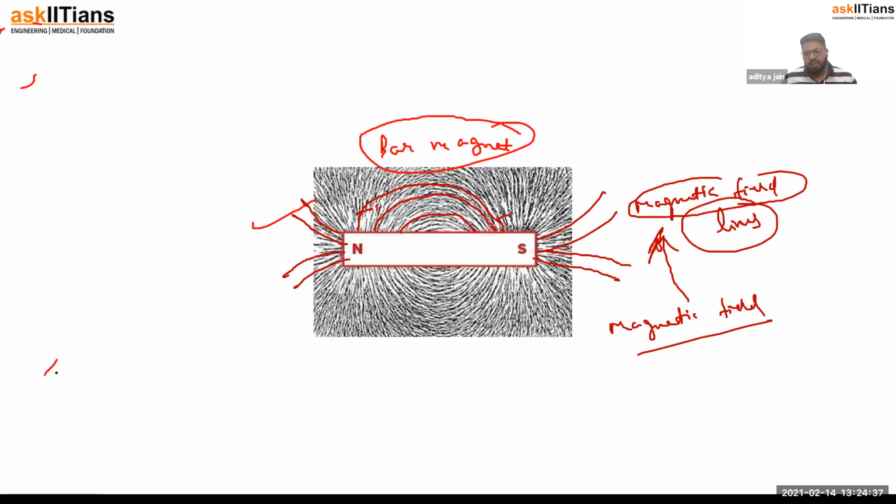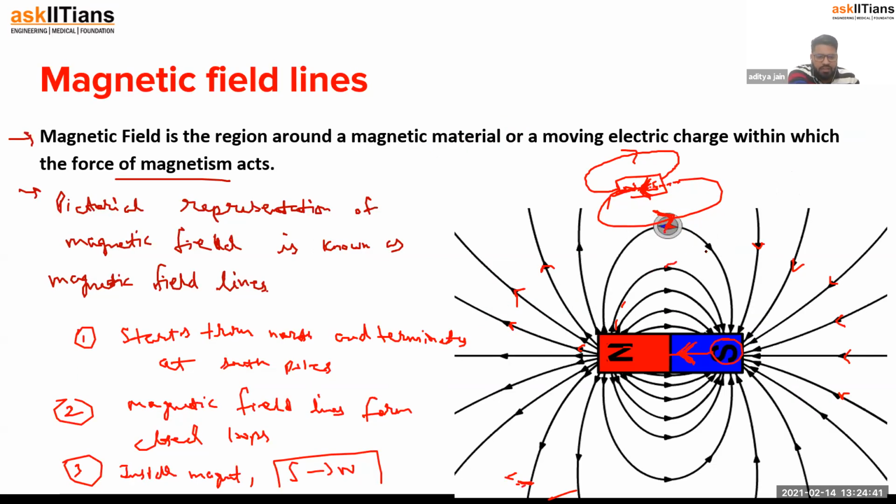Now see the next point. What is the direction of magnetic field at any point? These are curved lines. In these curved lines, suppose I want to measure the direction of magnetic field at point P. So you have to draw a tangent to this curved path like this. The tangent will show the direction of magnetic field at that point.